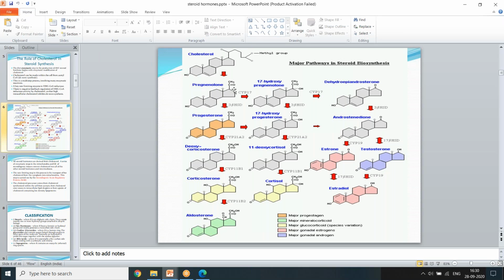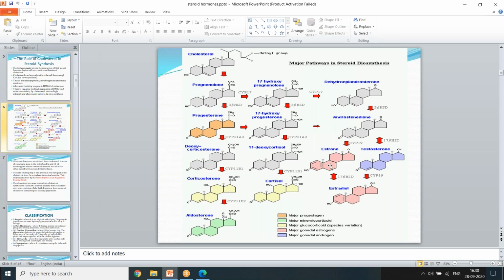Now it is from this pregnenolone that you are going to get progesterone, estrone, estradiol, and testosterone. Okay, these are marked in different colors if you keenly observe. It is from this same pregnenolone that your body will also give you the adrenocorticoids and the glucocorticoids. So corticosterone, cortisol, and aldosterone are your mineralocorticoids and glucocorticoids.